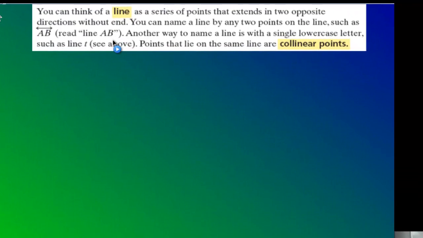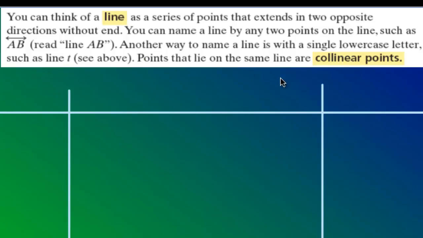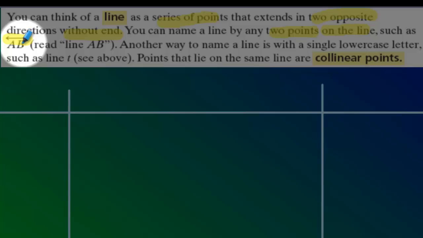All right, let's look at a line. A line is a series of points. Okay, so that's important. Series of points goes in opposite directions without end. Okay, so important here, lines go on, they never end. You name a line by using 2 points on a line, like A and B, and notice that this symbol right up here is very important because it's going to distinguish, because we're going to use 2 letters to name other things. So how do we know which one we're talking about? So it's very important. You read this as line AB.